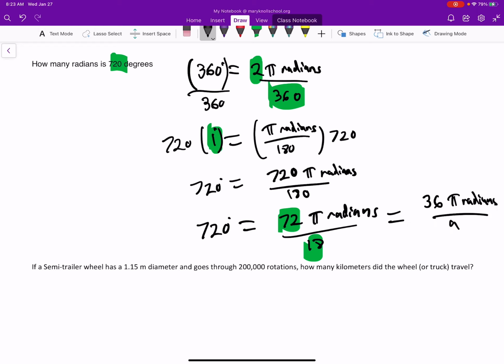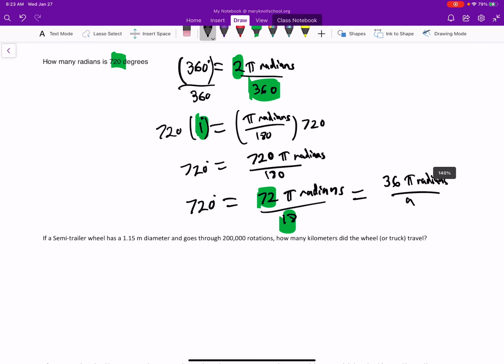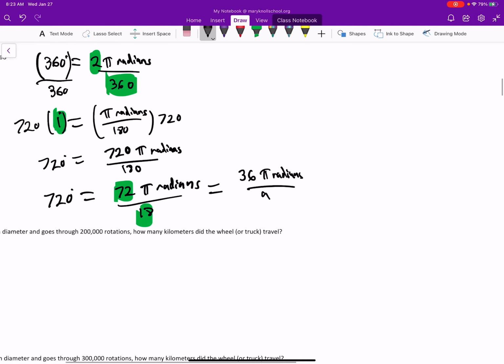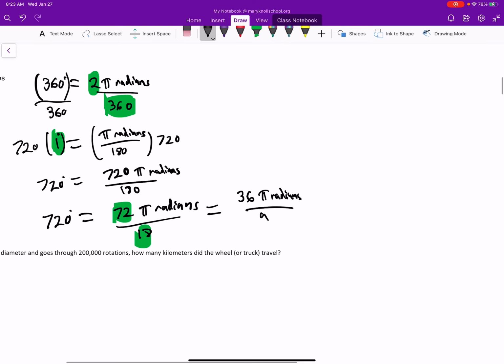all over 9. And then I look at these two and I bet both of these are divisible by 3. So let's divide the top by 3, and we get 12 pi radians. And the bottom's divisible by 3, so divide the bottom by 3. We know 12 divided by 3, so that's 4 pi radians.